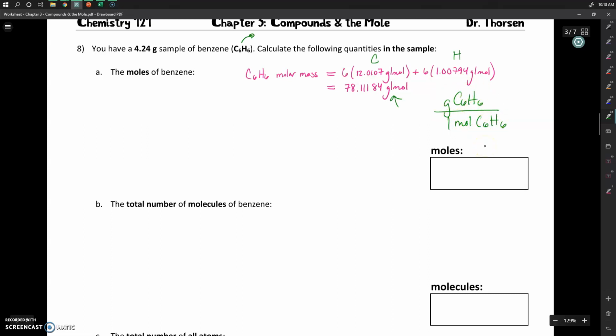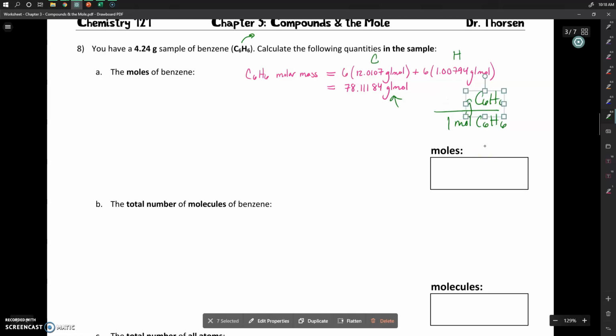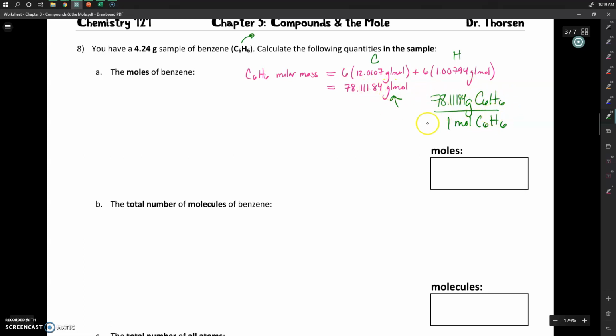And I'm realizing that the way I wrote this might be a little confusing because I didn't put the actual number in here, because I was just trying to show how the units line up. But keep in mind here that this would be this 78.11184 grams that we see here. That whole thing would be on the top. And then you assume that there's 1 mole when you see per mole in a compound unit like this.